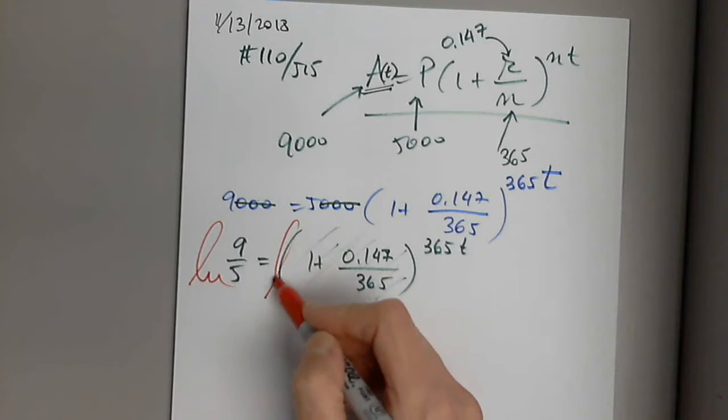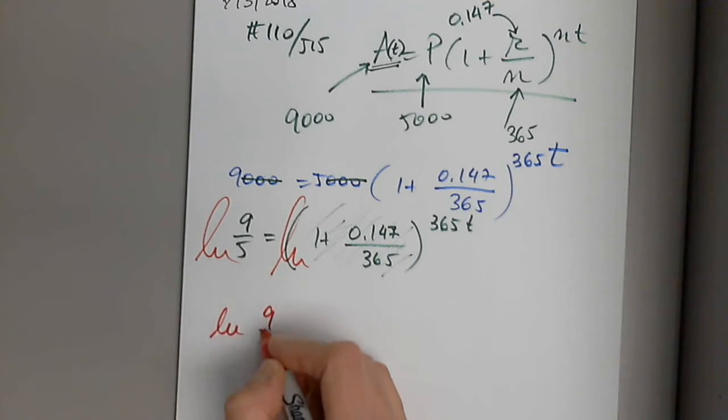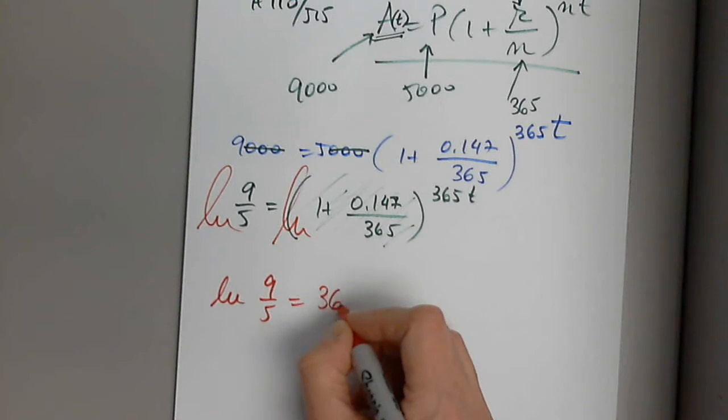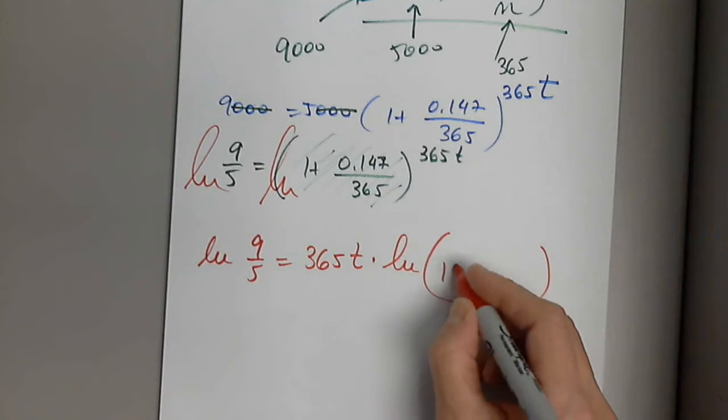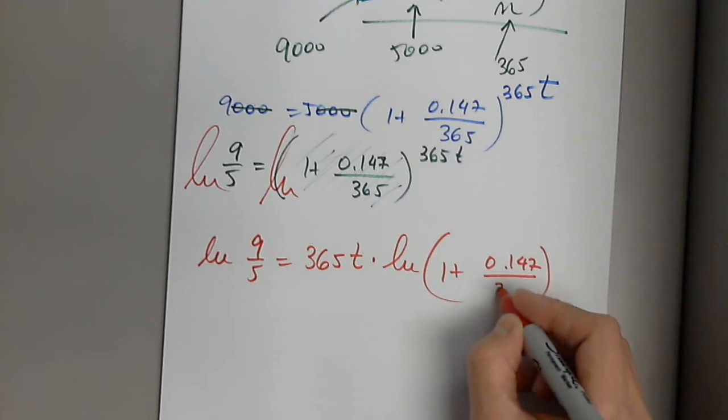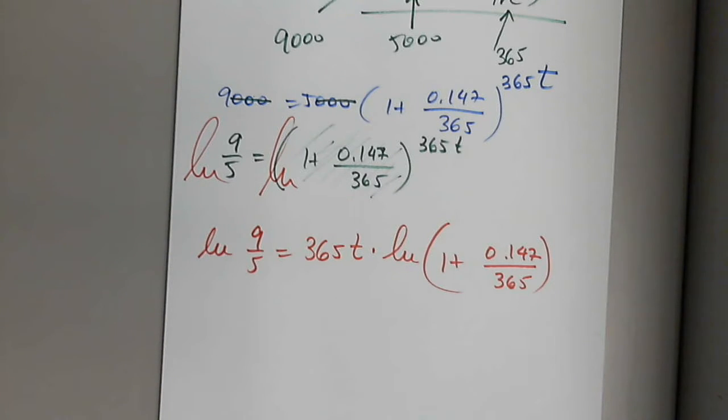Okay. So natural log 9/5 equals 365t multiplied by natural log of this weird number I don't care about, 0.147 over 365. Now this is a tremendously important step because now I know how to solve. This is linear now. I have t and then it's multiplied by these two numbers. One more time, do not ever get impressed or scared by this. This is just a number. It looks sophisticated, but it's just a poor, simple number.